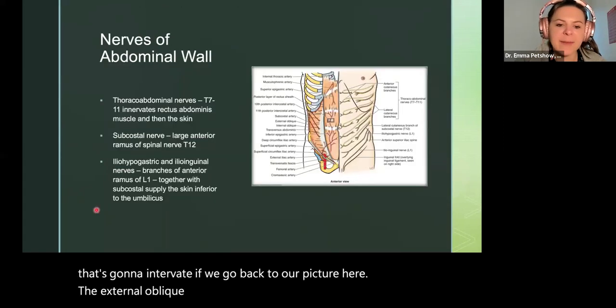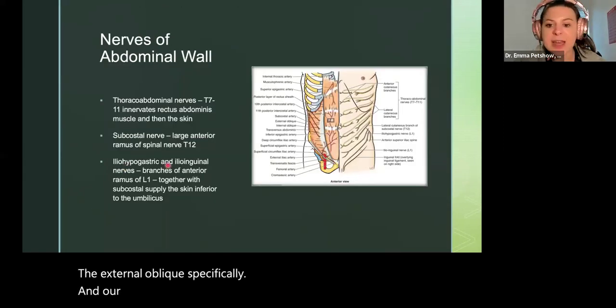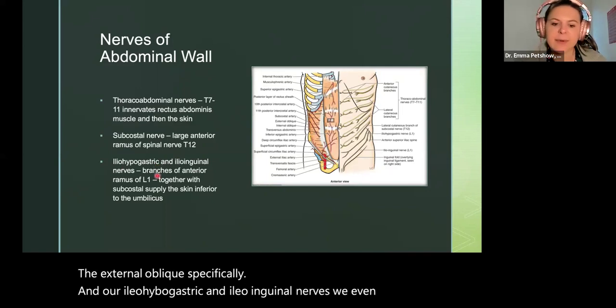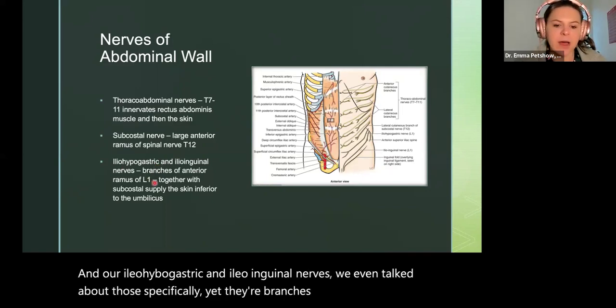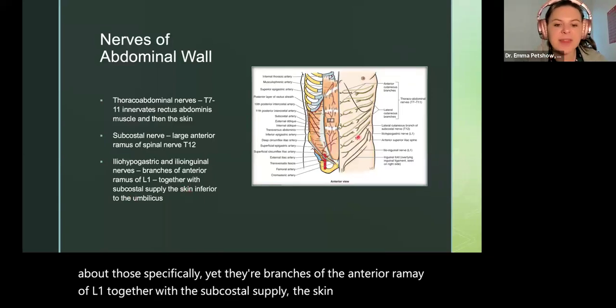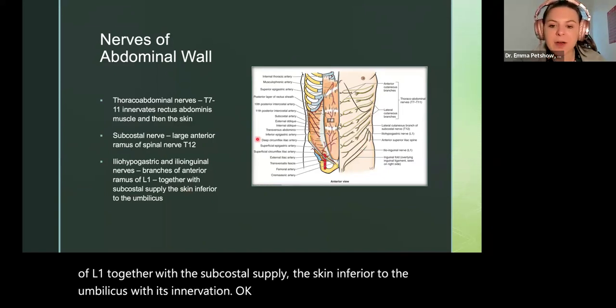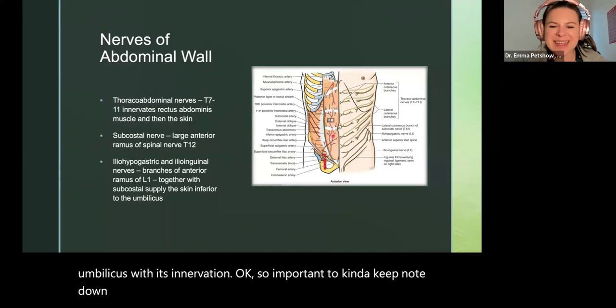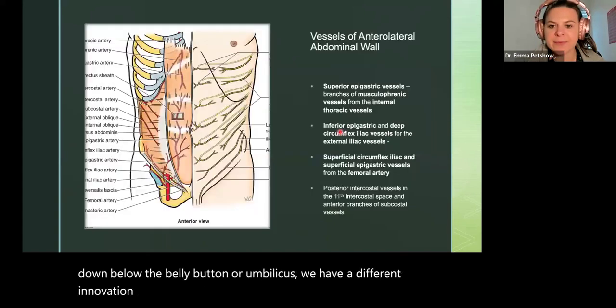And our iliohypogastric and ilioinguinal nerves, we haven't talked about those specifically yet. They're branches of the anterior rami of L1, together with the subcostal, supply the skin inferior to the umbilicus with its innervation. Okay, so important to kind of keep note. Down below the belly button or umbilicus, we have a different innervation superficially to our skin.